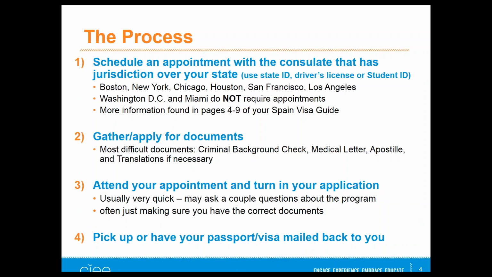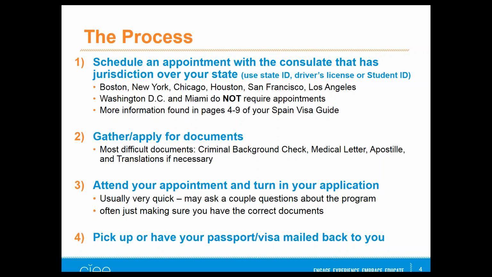So let's go through the process a little bit. The first step in applying for your visa is going to be to determine which consulate's jurisdiction covers your address, and then to make an appointment with them. You will need to prove that you have an address in the consulate's jurisdiction, and this can be done with your driver's license, state ID, or student ID.